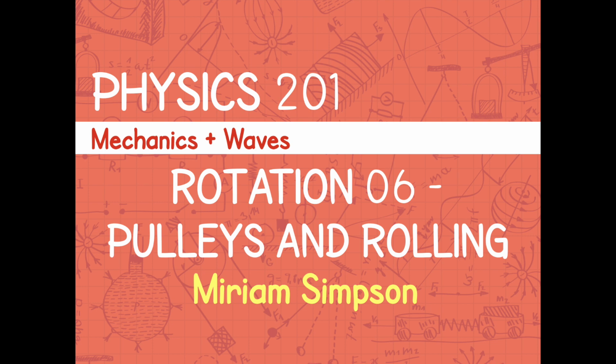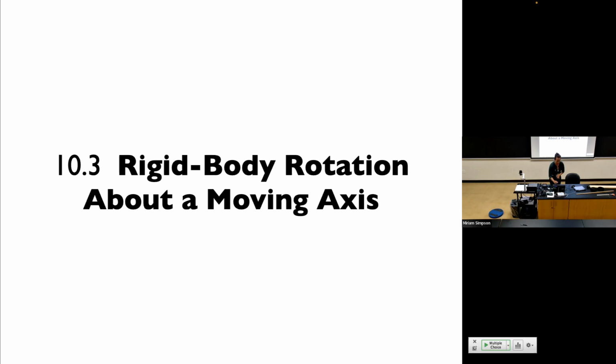Let's talk about, we're back, just in case you're wondering. Let's talk about rigid body rotation about a moving axis, which is a fancy way of saying we're going to do more acceleration constraints, okay?